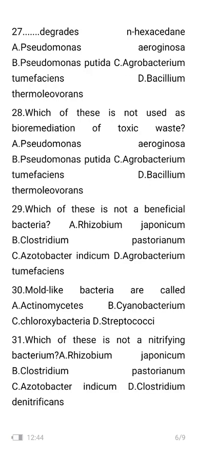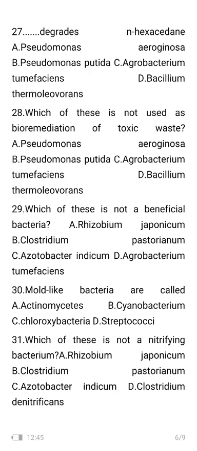Now number 9 says which of these is not a beneficial bacteria? We have Rhizobium japonicum, Clostridium pastorianum, Azotobacter indicum, and Agrobacterium tumefaciens. Of course, the answer is Agrobacterium tumefaciens. They are not beneficial, they are pathogenic. That is, they are capable of causing diseases.